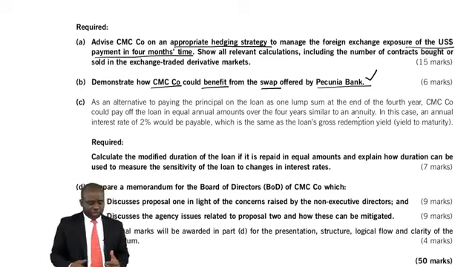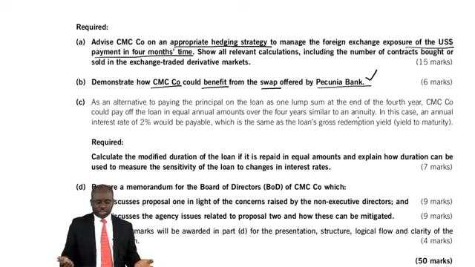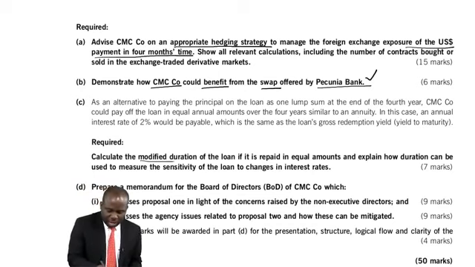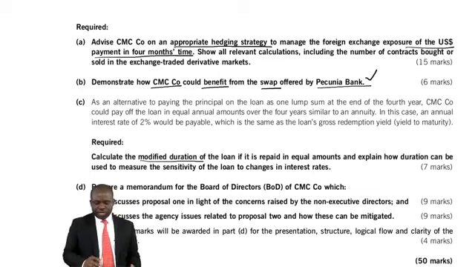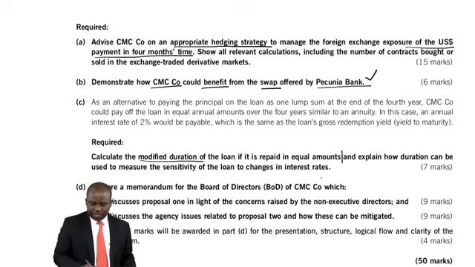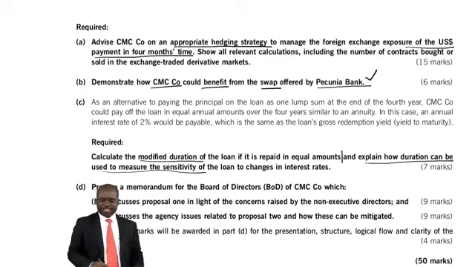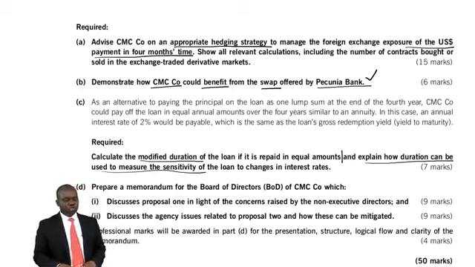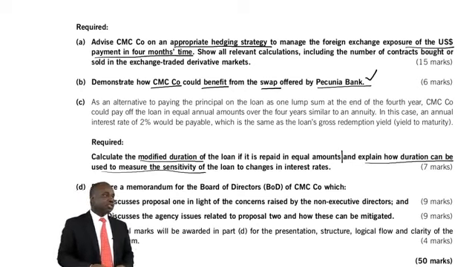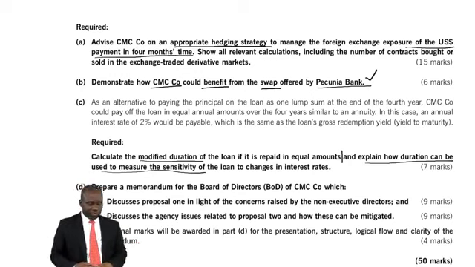Straightforward. I will need to come out with the duration. The question said I should calculate the modified duration. So that is the first bit of the question, and I have to explain how I can use that duration to measure the sensitivity of a loan to changes in interest rate. So 2 questions in one.